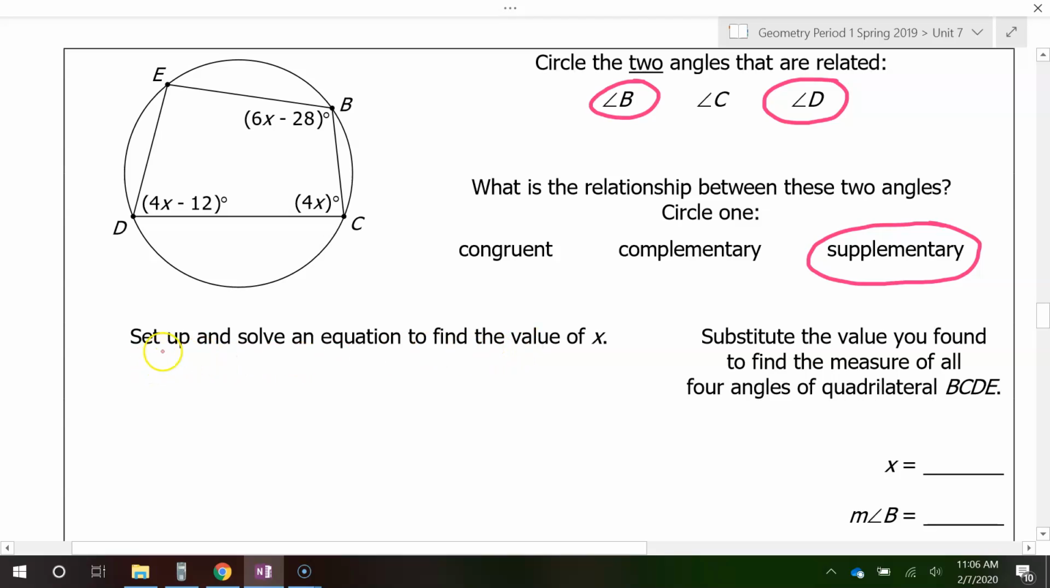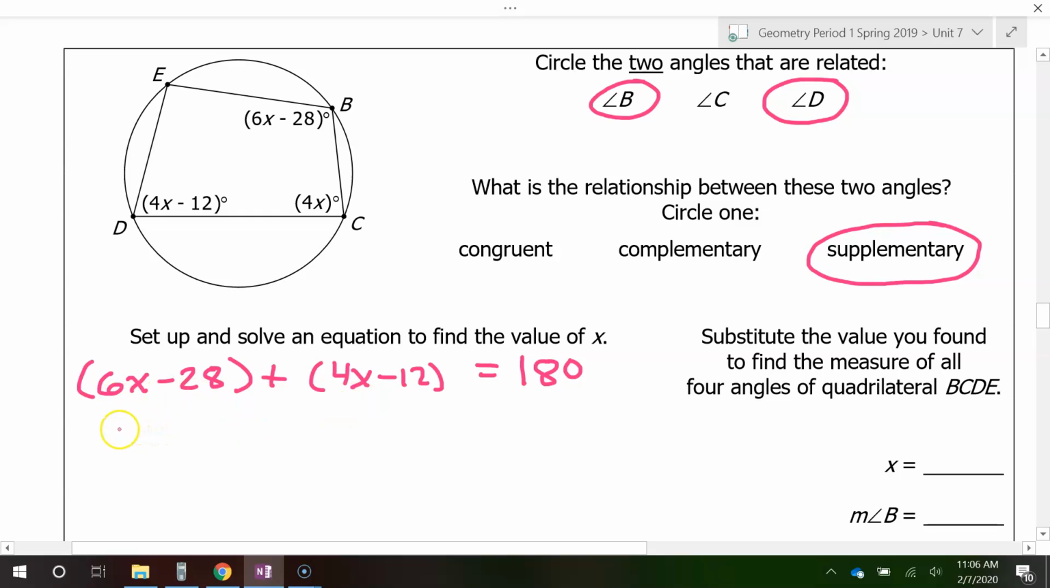Okay, so that means that 6x minus 28, because that's angle B, plus 4x minus 12, because that's angle D, should equal 180. Now, I put in these parentheses so you could see that one is B and one is D, but the parentheses aren't doing anything other than that. So I'm just going to combine like terms now.